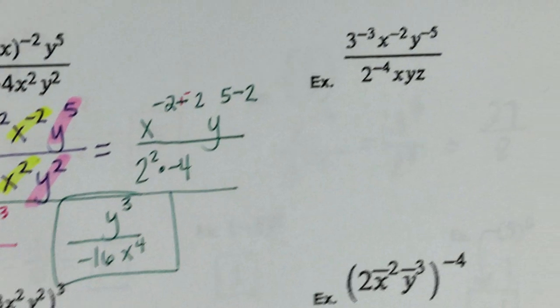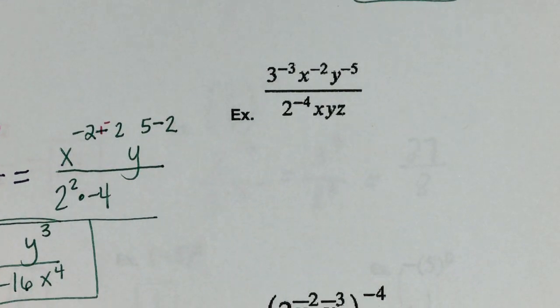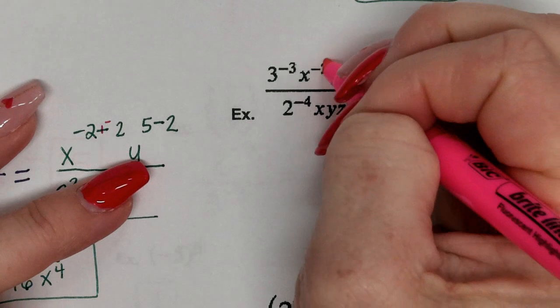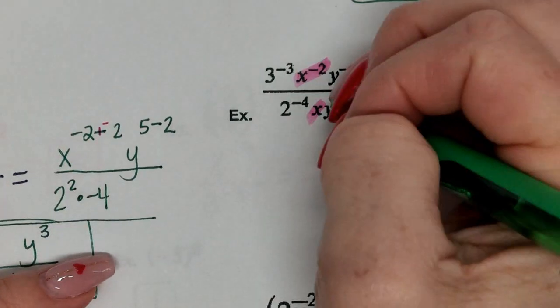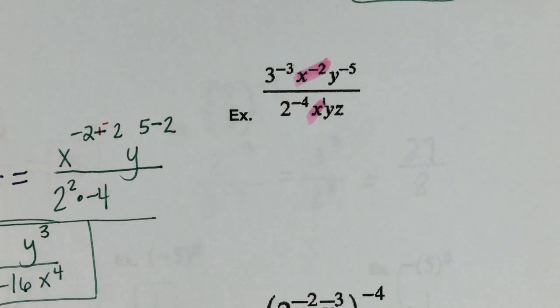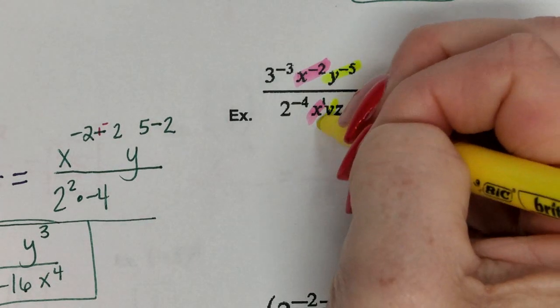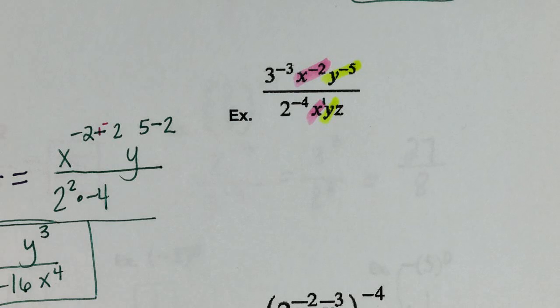Okay, I'm going to let you try this one on your own. And I'm going to say this. You are going to combine x's with x's. Don't forget that it has an exponent of 1 if it doesn't have anything. You're going to combine y's with y's. Z is going to be left alone.